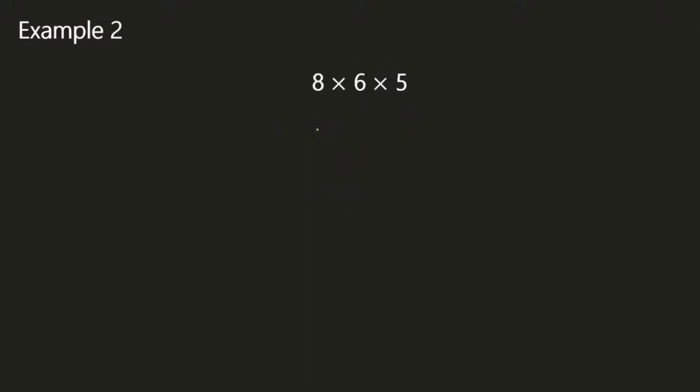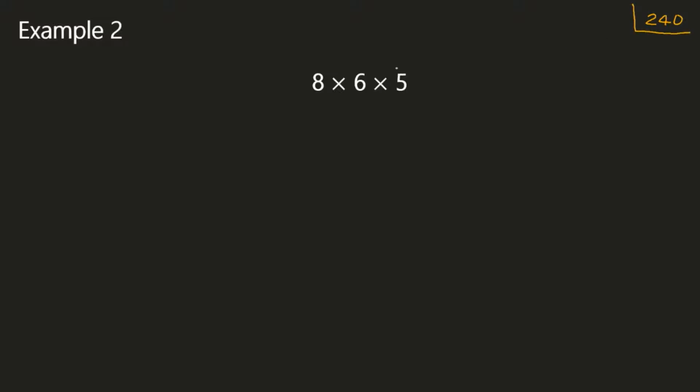Okay. Let's look at another similar problem: 8 times 6 times 5. If we compute this using the order of operations from left to right, 8 times 6 gives us 48, and that multiplied by 5 is 240. Okay, so let's put down 240 on the top right as a reference.